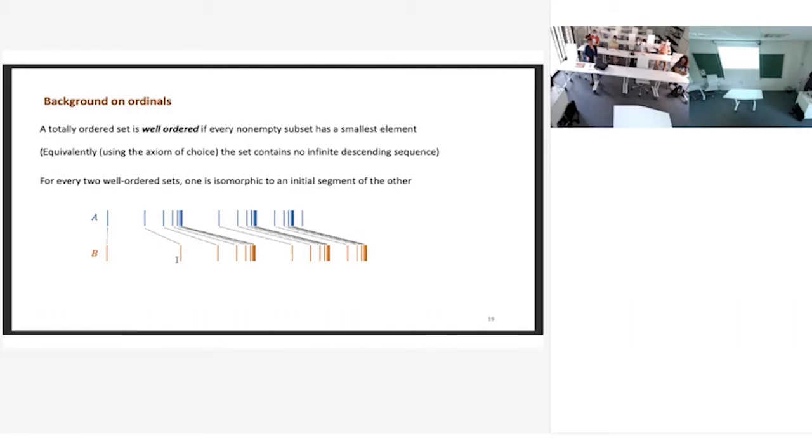Put another way, for every two well-ordered sets, one is an extension of the other. So that means that well-orderings are themselves well-ordered by extension. So it's just isomorphic, you mean? Exactly, right.